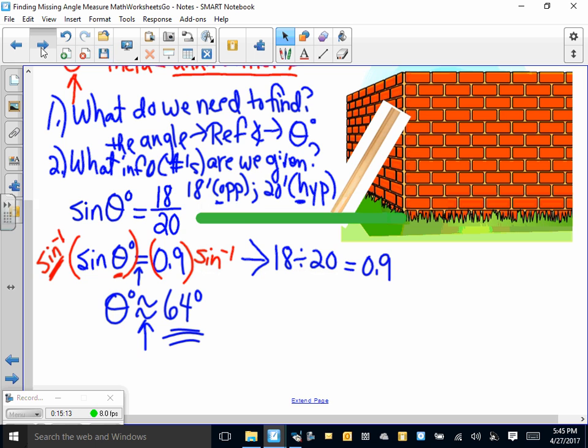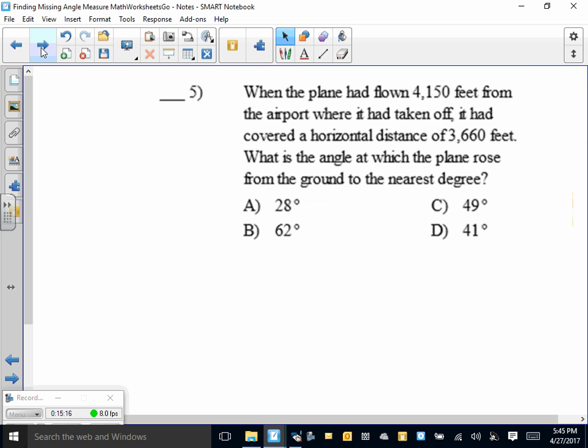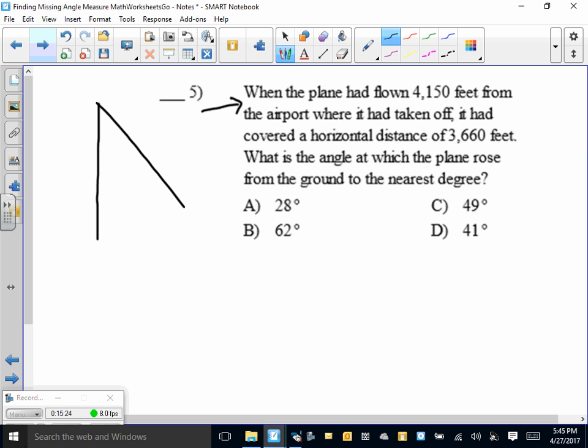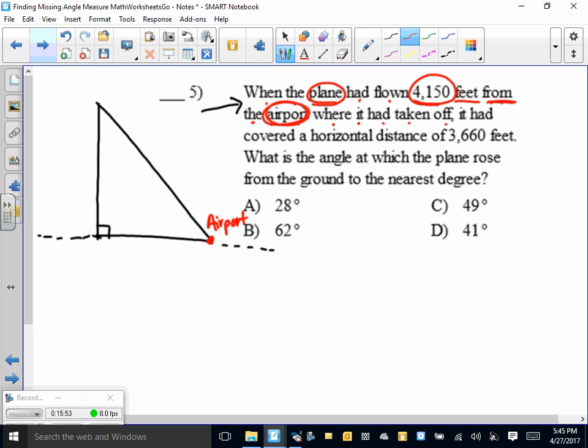Now, the last problem I did in class today was problem number 5. So we're going to set it up the same way. Before we read the problem, we're going to draw our right triangle. We know we're only going to have the ground. Now, this time it says, when the plane had flown 4,150 feet from the airport, where it had taken off. Well, we know that when a plane is at the airport, that means the airport is down here on the ground.